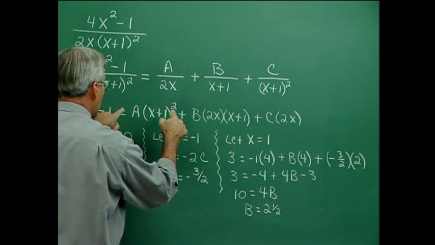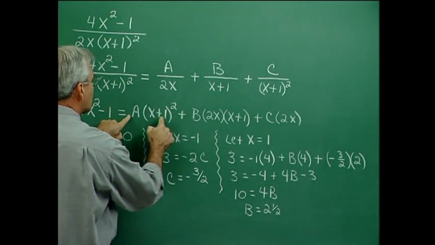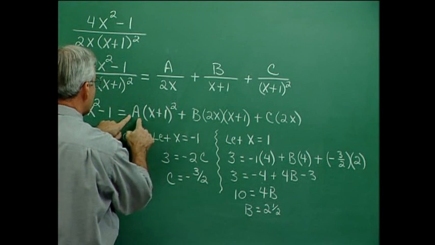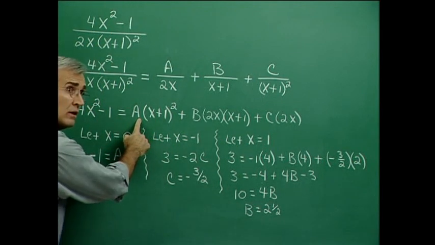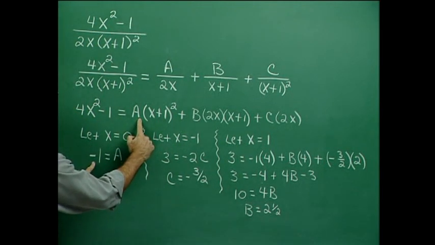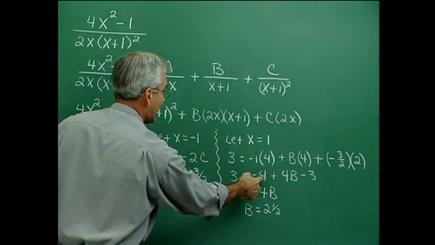When x is 1 right here, we have 1 plus 1, 2. 2 squared is 4. 4 times a. Aha, a is negative 1. So 4 times negative 1, that's negative 4 for that term.